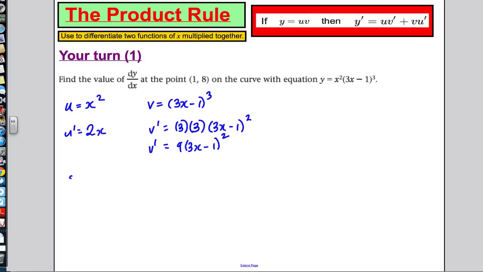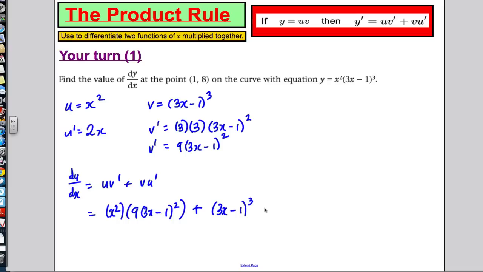And dy by dx, therefore using the product rule, dy by dx, well, it's uv dashed plus vu dashed. So it would be equal to x squared multiplied by 9, 3x subtract 1 squared, plus vu dashed, which is going to be equal to 3x subtract 1 cubed, and u dash is 2x.